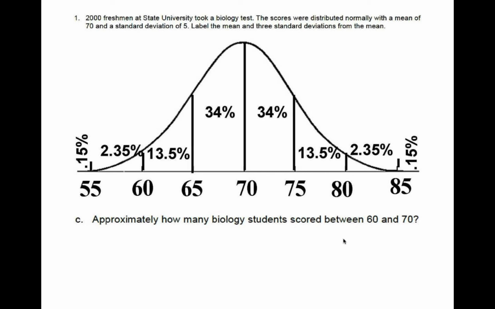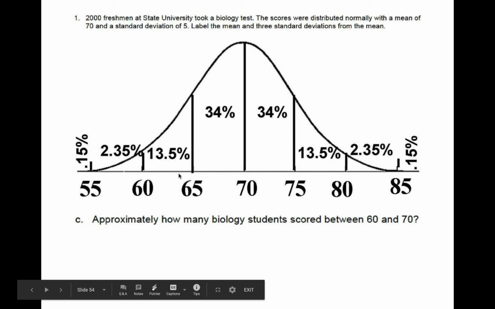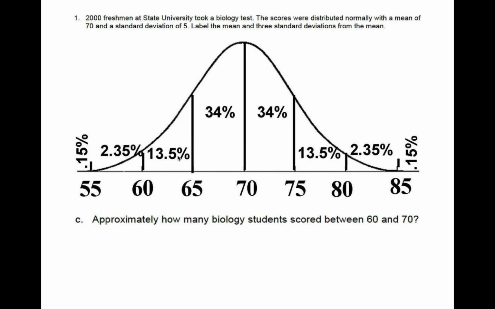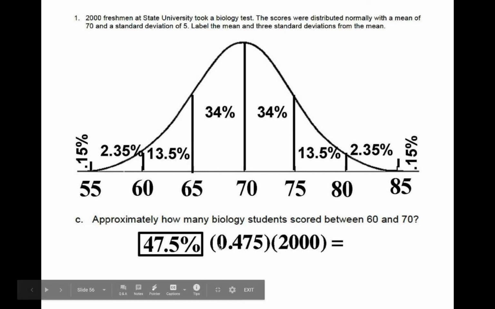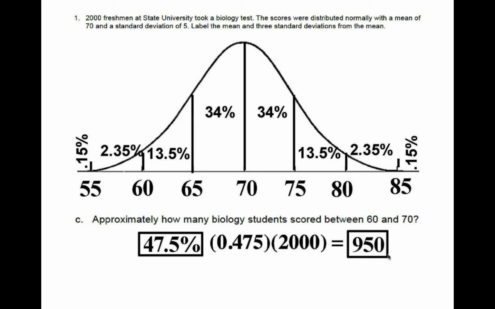And then part C, approximately how many biology students scored between a 60 and a 70? So the percentage that goes between a 60 and a 70 is adding these two up to get 47.5%. But this is asking how many biology students. Well, if you look up here, we had 2,000 biology students. So we can take this percent as a decimal and multiply it to the 2,000 students, and we get 950 students.